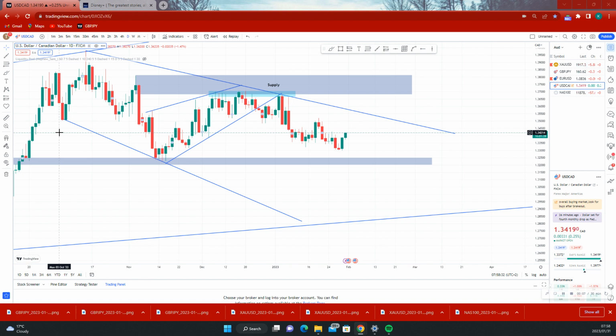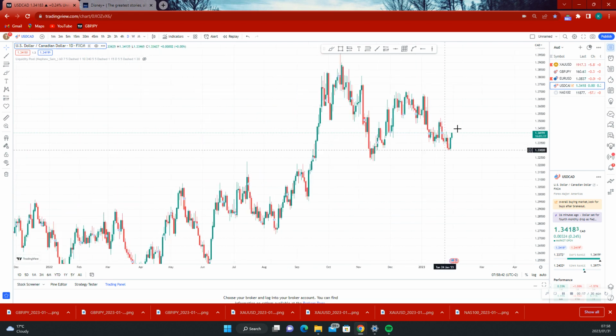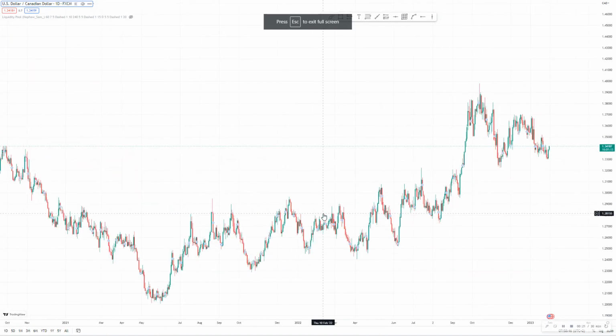So today I'll be looking at possibly two pairs, but for now we'll start with the dollar CAD. Just wipe out the whole analysis here. Then we can actually open up the chart like this, right?